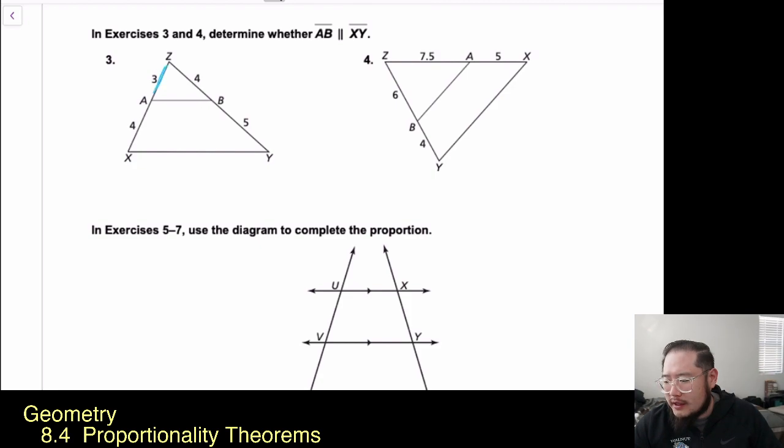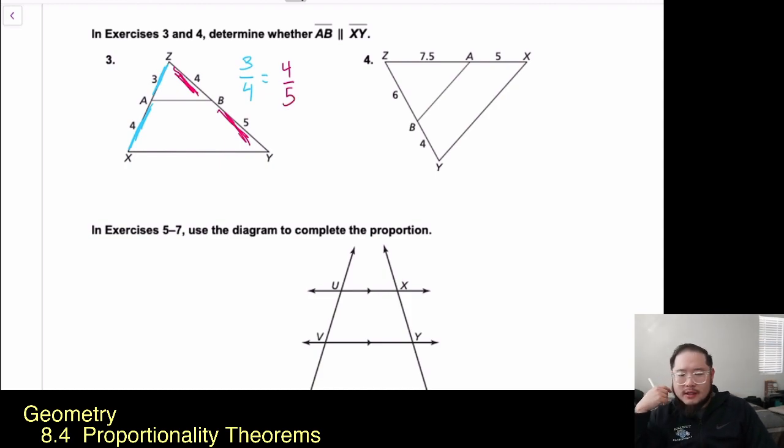Once again, we've got Z to A and A to X, excuse me. And on the same side, on the right-hand side, is 4 over 5. So when I set this up, I'm going to put 3 over 4 and set that equal to 4 over 5. And 3/4, that's 0.75. 4/5, that's 0.8. They're not equal to each other.